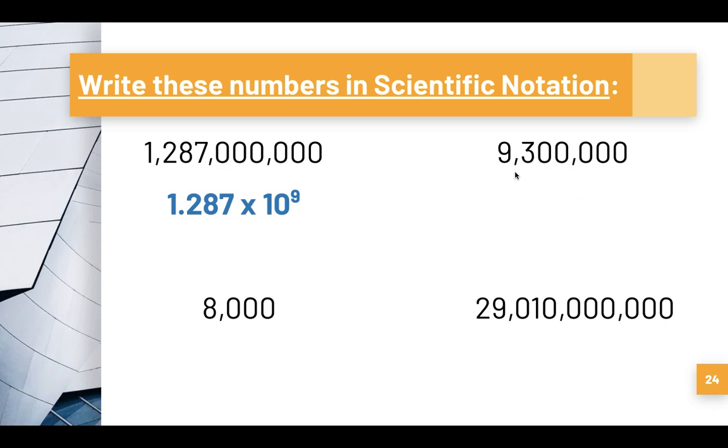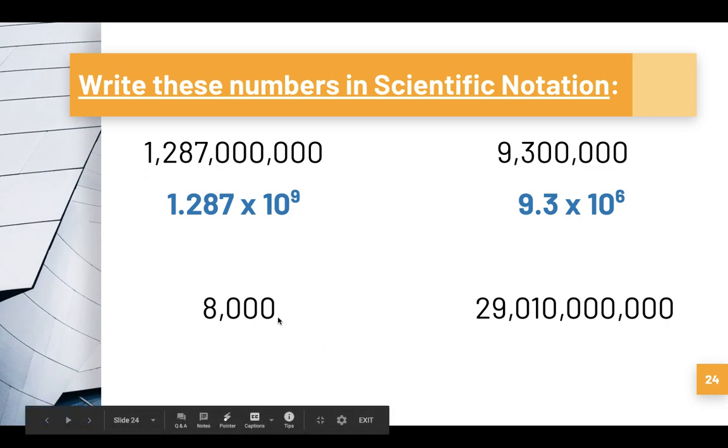Let's look at the next one, 9,300,000. So we're going to move our decimal from the very end to in between the 9 and the 3. We always want only one digit in front. That's not a 0. It has to be 1 or less than 10. So 9.3, and we moved it a total of 1, 2, 3, 4, 5, 6 places. So it's 9.3 times 10 to the 6th power.